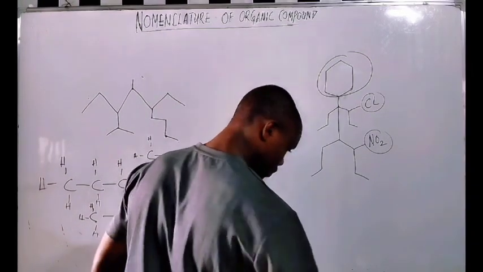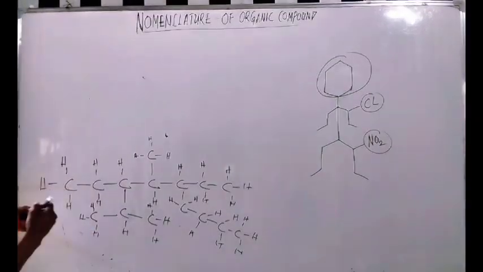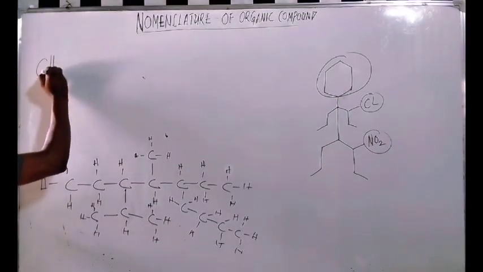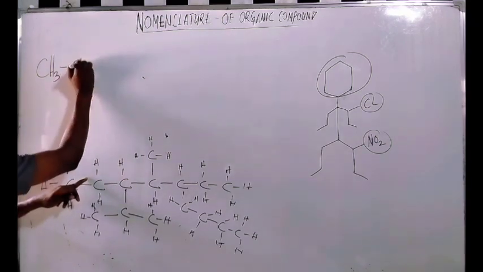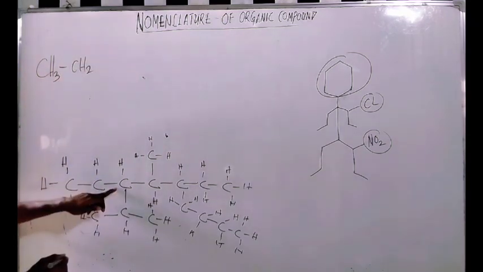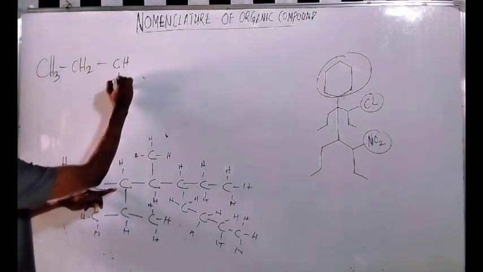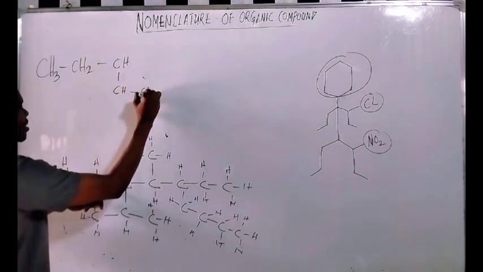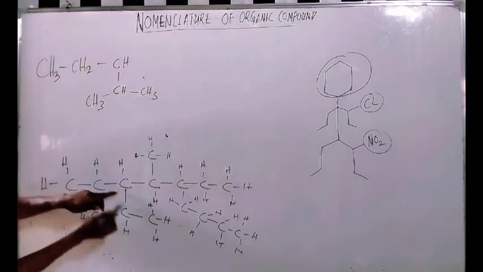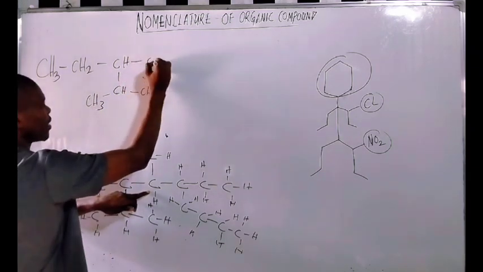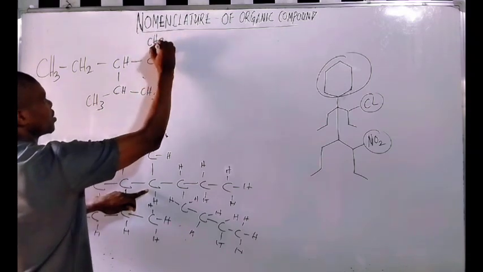Let's group it. So if you group it here, what are you going to get? You're going to get CH3, right? Next one is what? CH2, right? Next one is what? CH, right? Now this one is having CH, CH3, and what? CH3. Can you see that? So the same thing here. This one is having what? H and what? CH3, right?